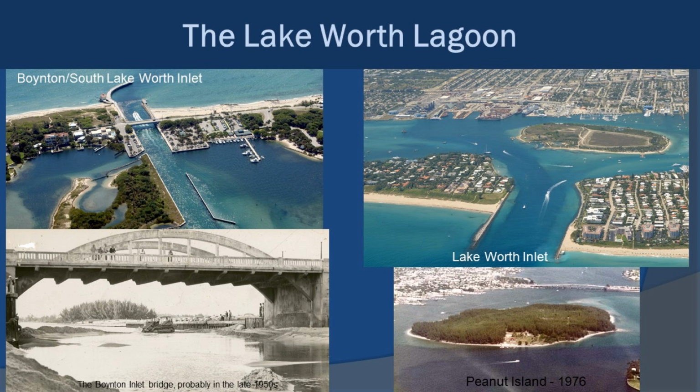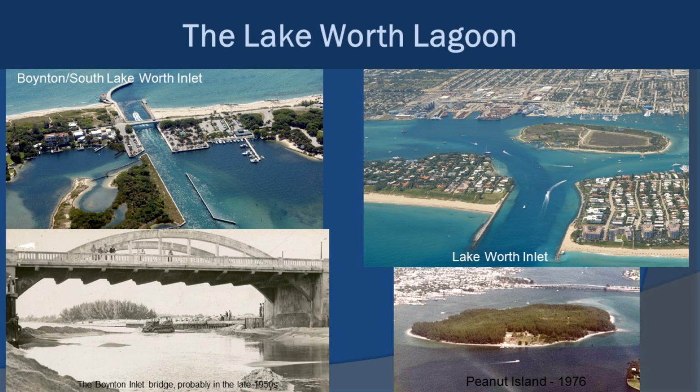And of course, on the bottom right, you see Peanut Island circa 1976. Now, Peanut Island is what we call a spoil island, which means they took the dredging materials when they actually dug the inlet and they piled it up somewhere. Well, they happened to pile it right there and created Peanut Island. Now, for a long time, the island just sat there. They did put a Coast Guard station there, and of course, there was the JFK bomb shelter as well.